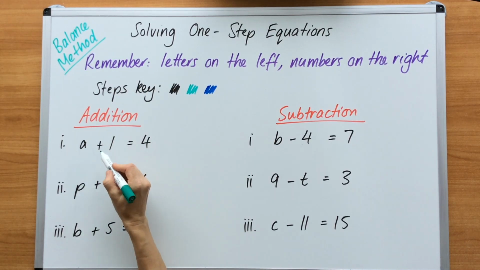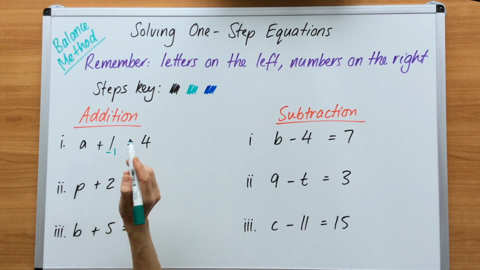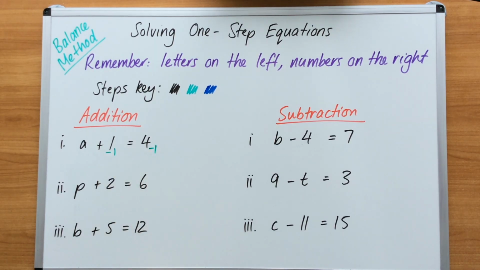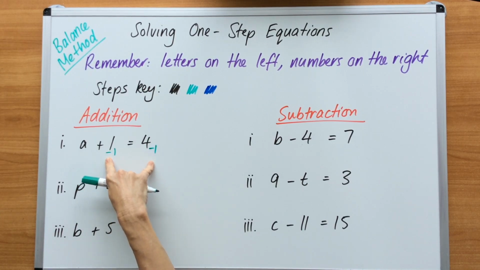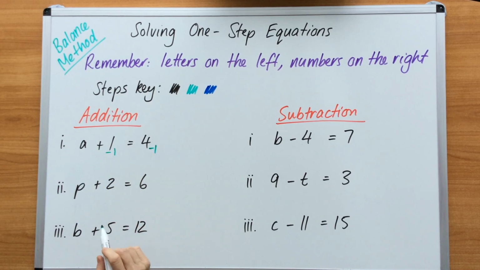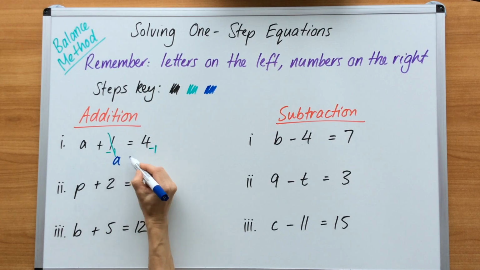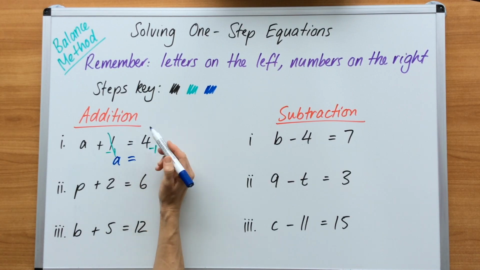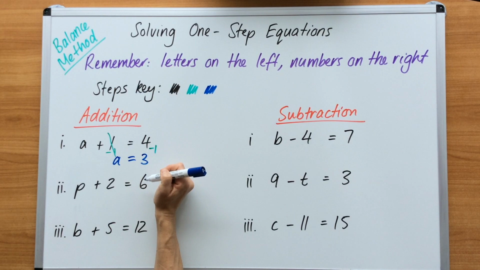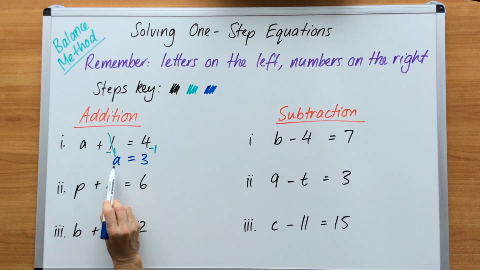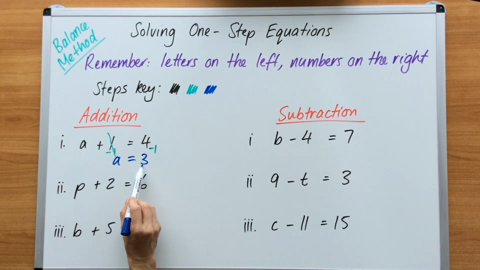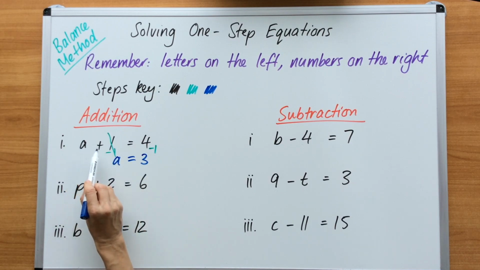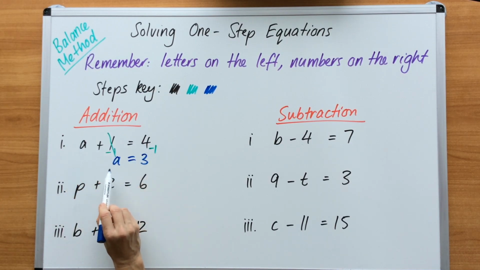So I start here and say, what is the opposite of positive 1? It's negative 1. And what I do to one side, I must do to the other. Okay? So you must do exactly the same thing on the other side. You're balancing it out. Now we know that 1 minus 1 is 0. Okay? So it cancels that out. I drop the a down, put the equal sign, try and keep it lined up, and go 4 minus 1 equals 3. Now, I've discovered a equals 3. If I substitute a back into this, it would be 3 plus 1 equals 4. Working backwards shows me that I have that question correct.